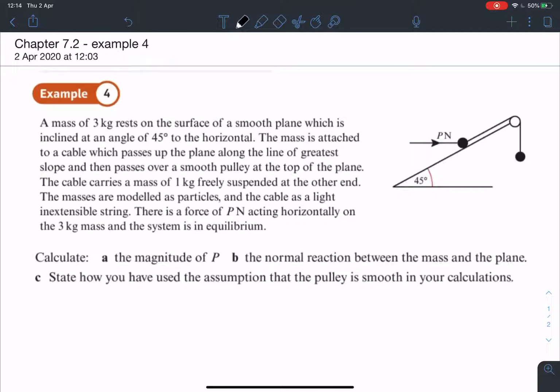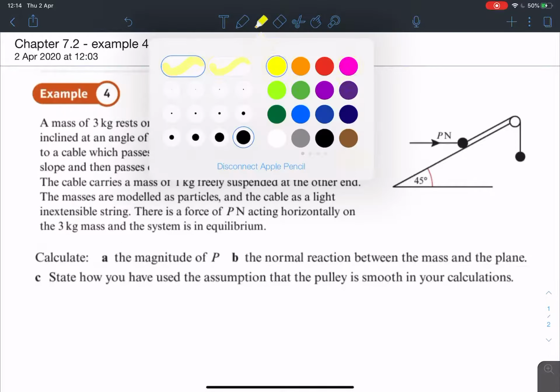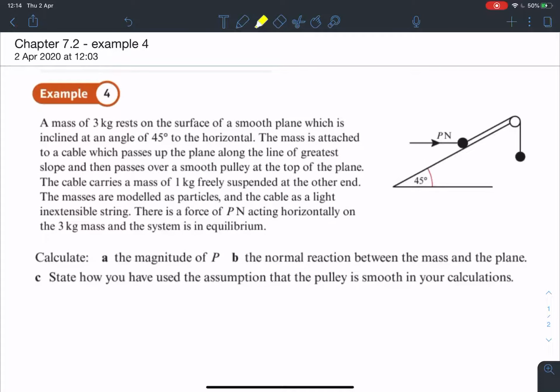Okay, so here we go, example 4 on chapter 7.2. As usual, let's start just by reading the question and lifting out the key facts that we're going to need. A mass of 3 kilograms rests on a surface of a smooth plane which is inclined at an angle of 45 degrees to the horizontal.